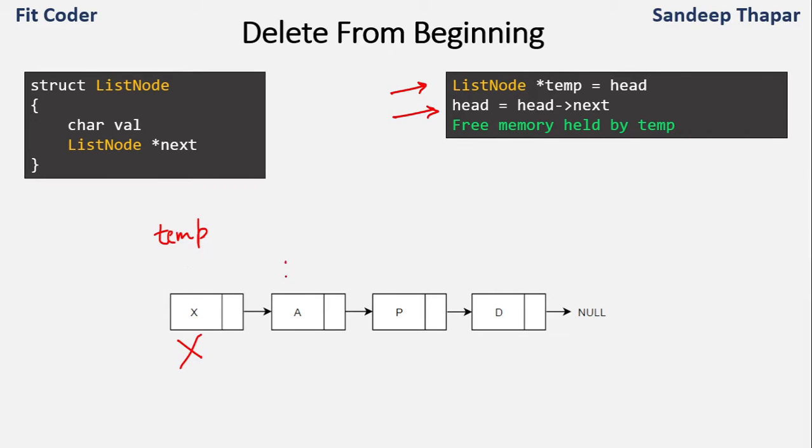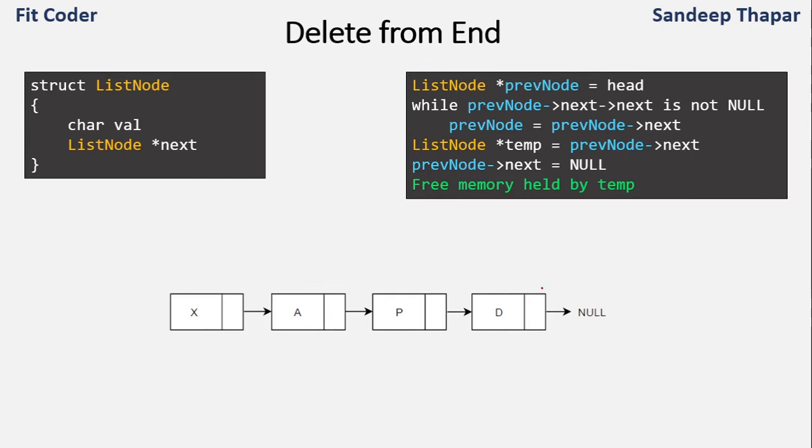So head now points to A. And then we free the memory which is held by temp. So we free this node and now our head is pointing to A. So the linked list becomes A P D and the head is pointed to A. So by this manner we can delete the head of the linked list. Now let's check the scenario in which we want to delete the node from the end of the linked list.